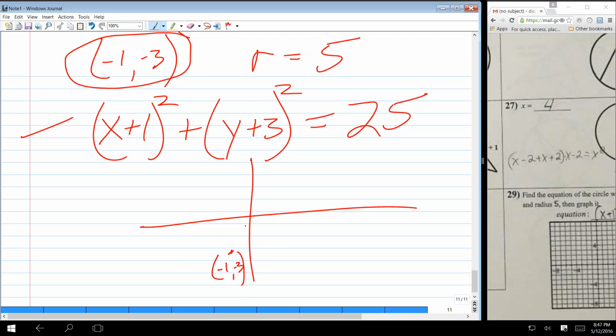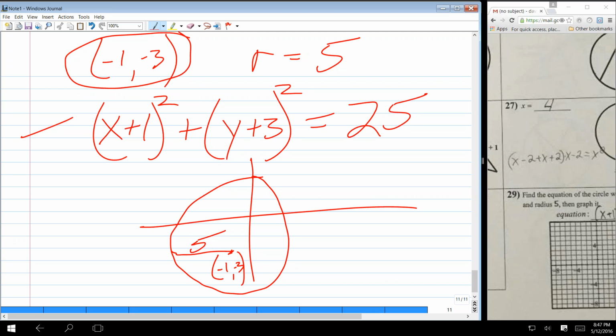Now all I have to do is draw a circle around that has a radius of 5. And I've graphed it. In other words, that distance has to be 5. Awesome. And that's it. In other words, graphing the circle is even easier than coming up with the equation of it.